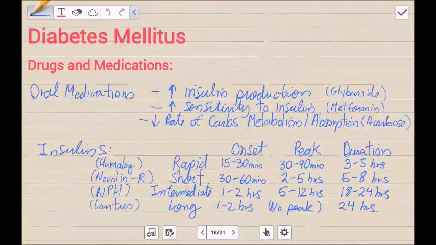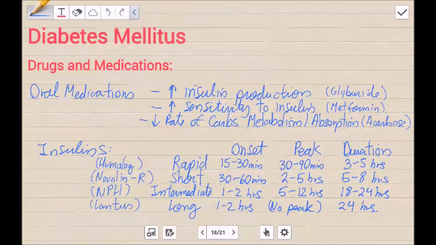Number two, another mechanism of action would be to increase the sensitivity of the cells to insulin, such as metformin. Metformin will try to help insulin bind to the cell membrane better, so that the sugar can be utilized properly by the body. Number three, medications such as acarbose work by decreasing the carbohydrate metabolism or breakdown and the absorption in the GI tract. So if your body absorbs less sugars from the GI tract, then you don't need to deal with higher sugar levels after it has been absorbed into the body, right?